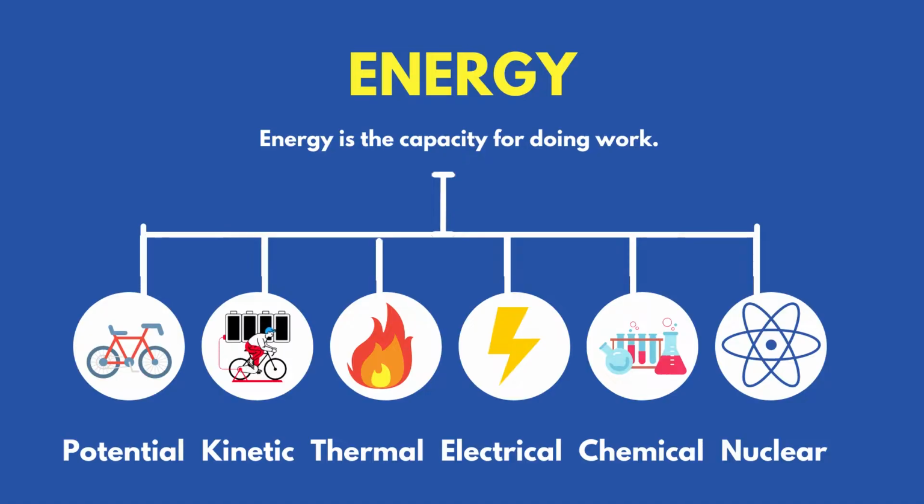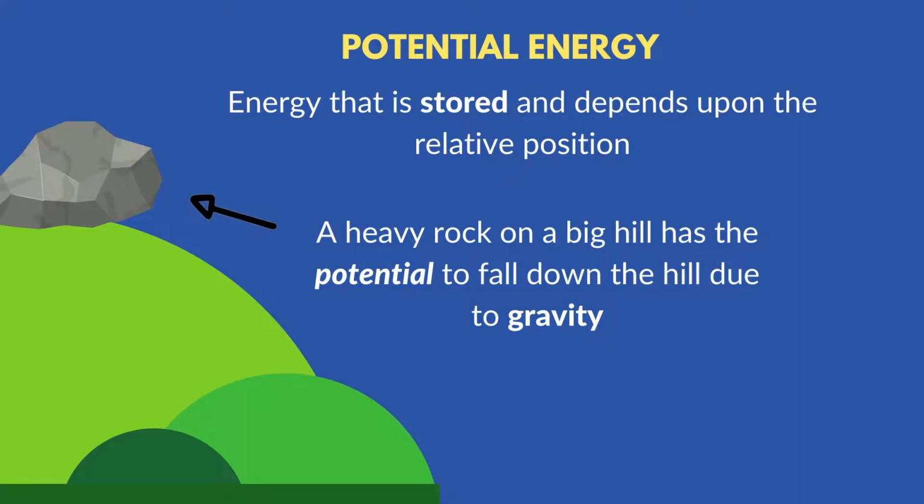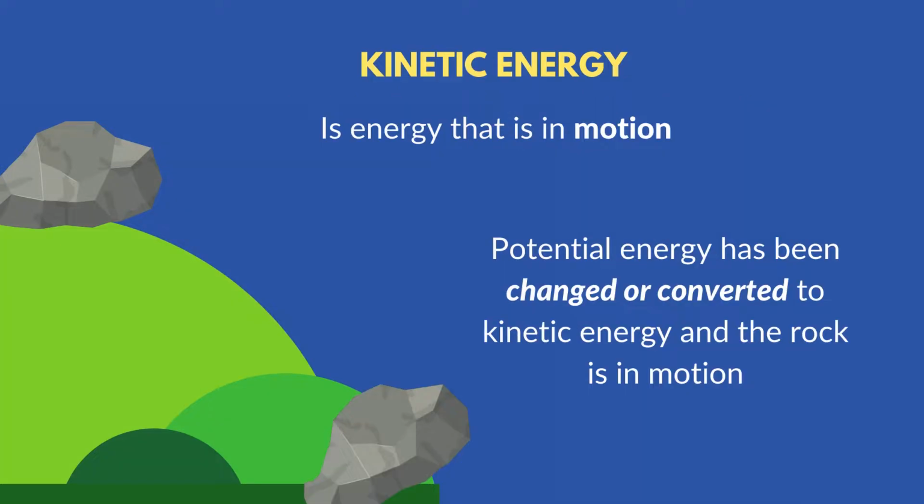This week we're going to learn more about energy and how we use it to get things done. Energy exists in different forms like potential, kinetic, thermal, electrical, chemical, and nuclear. We will be exploring the concepts of potential and kinetic energy. An example of potential energy is how a rock at the top of a hill has a great potential to fall due to gravity. When the rock is falling, this is called kinetic energy or energy in motion.